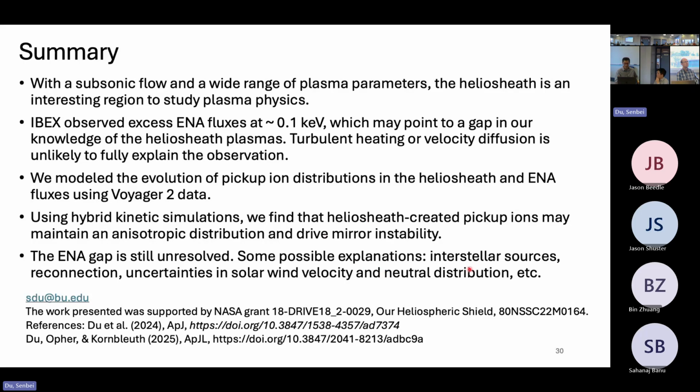There are some possible explanations or speculations at this point. There could be, for example, interstellar medium sources, some effects of reconnection, and some effects of the uncertainties of the solar wind velocity and neutrals. But yes, this will be future work, and I think I will just stop here.